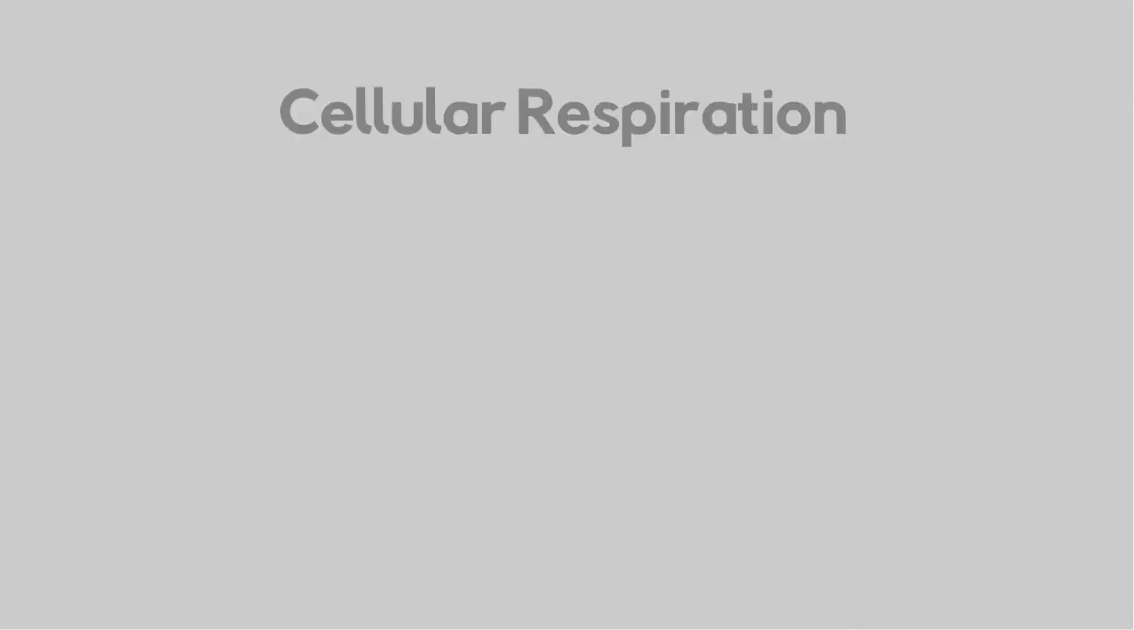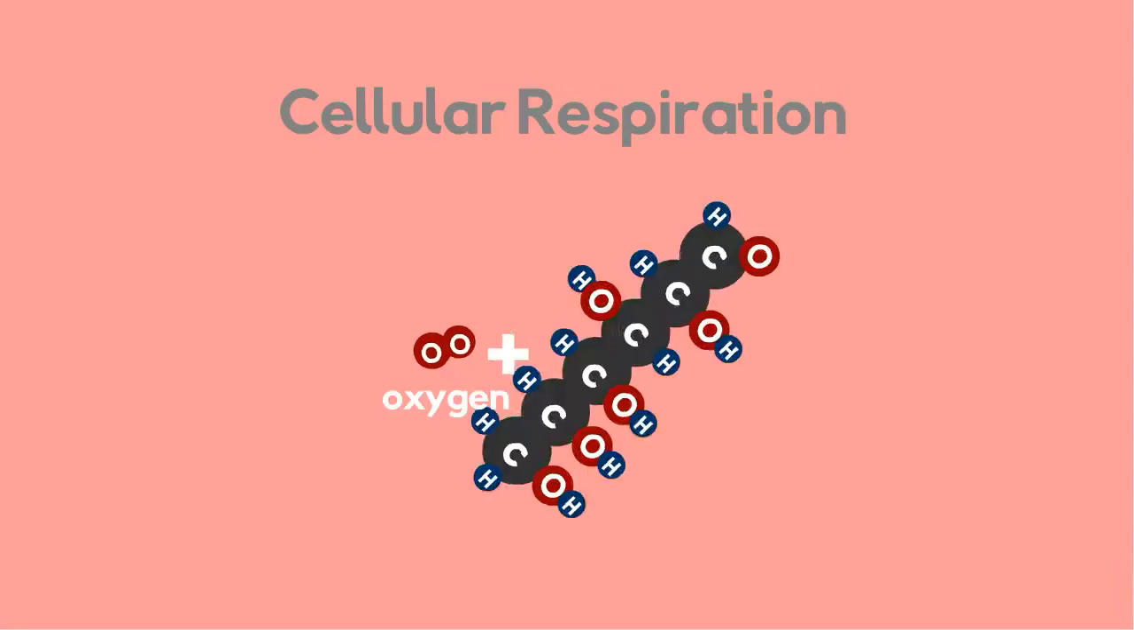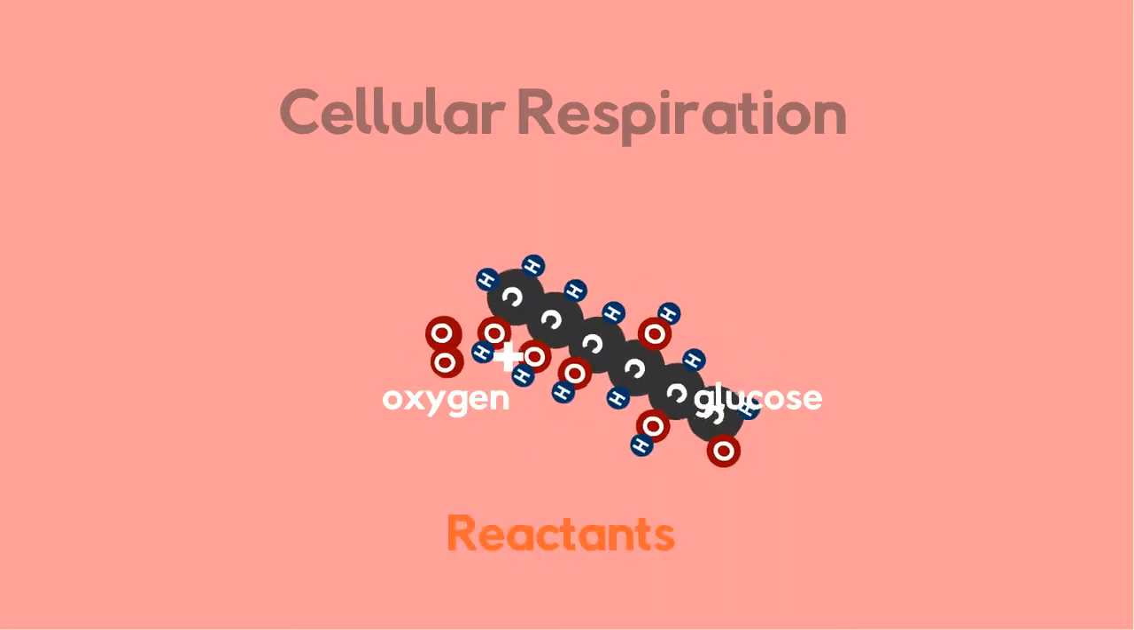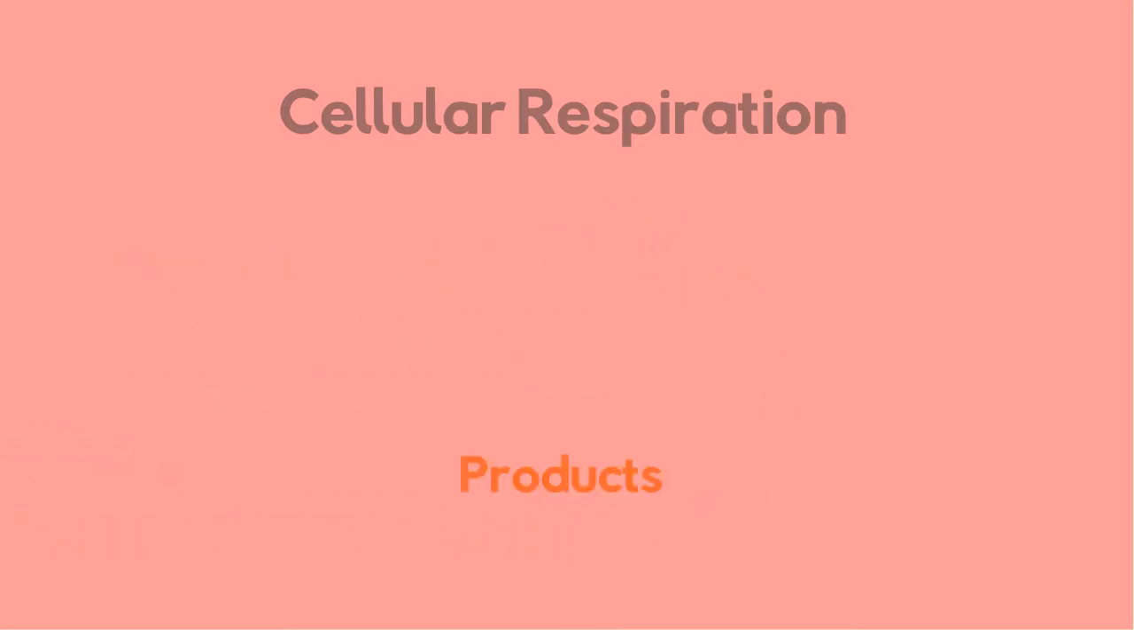Summary. Most of the steps of cellular respiration take place in the mitochondria. Oxygen and glucose are both reactants in the process of cellular respiration. The main product of cellular respiration is ATP. Waste products include carbon dioxide and water.